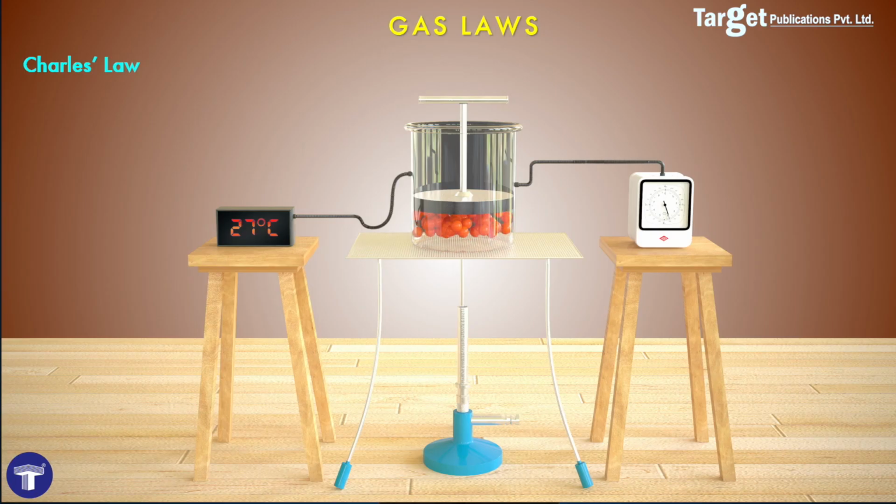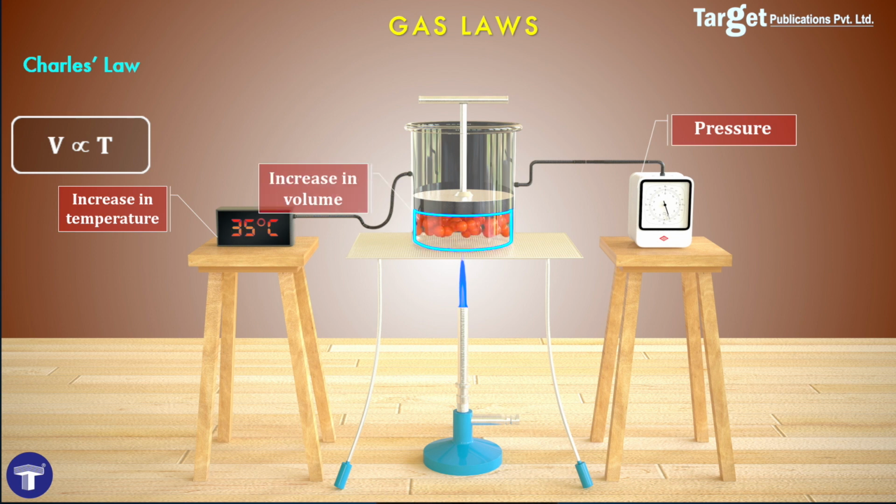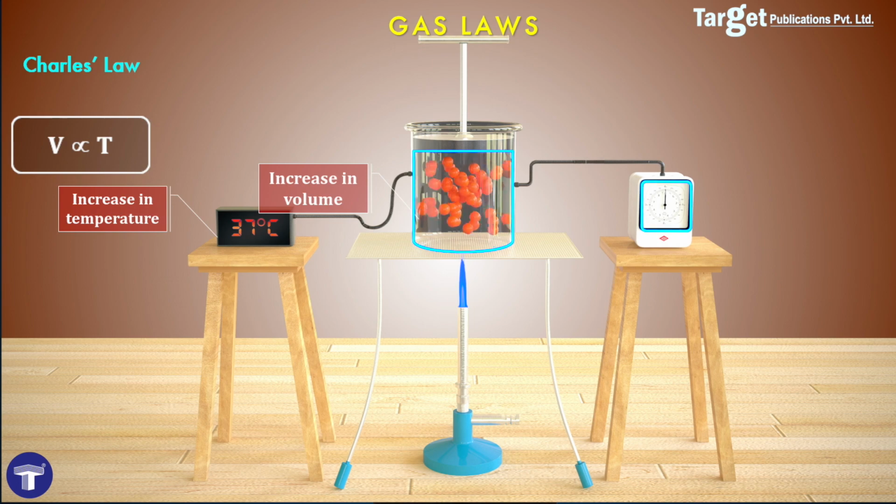The next gas law that we must revise is Charles' law. Charles' law is pretty straightforward. It says that volume and temperature are directly proportional, which means that if I heat a gas, it will cause an increase in its volume, and therefore I say that volume and temperature are directly proportional.